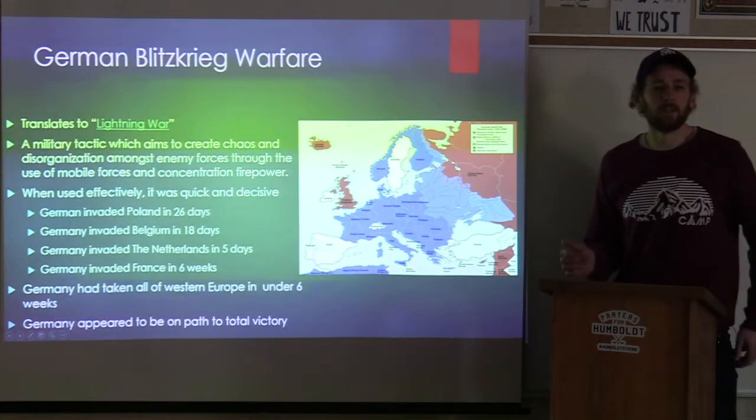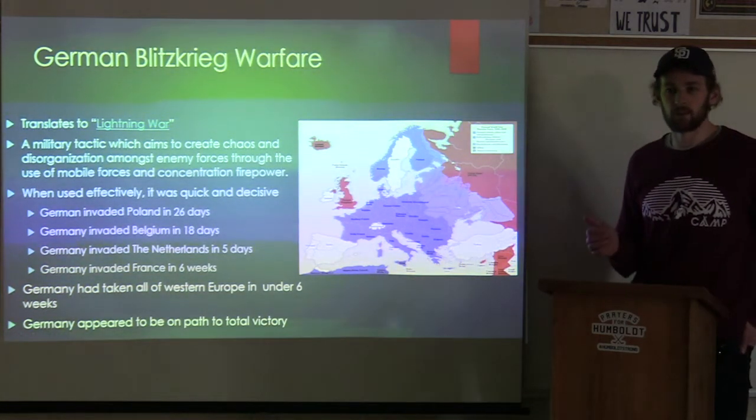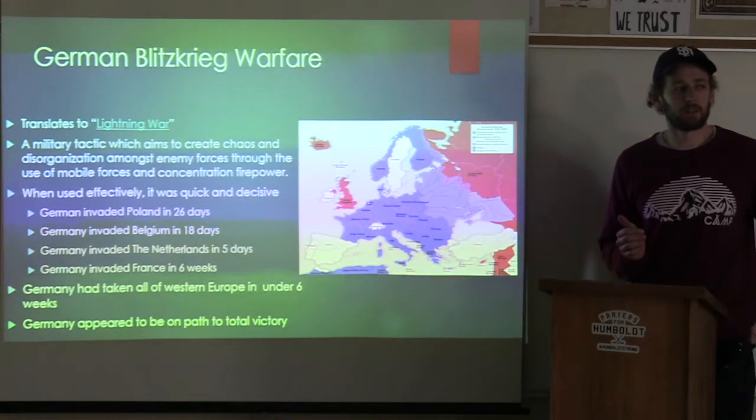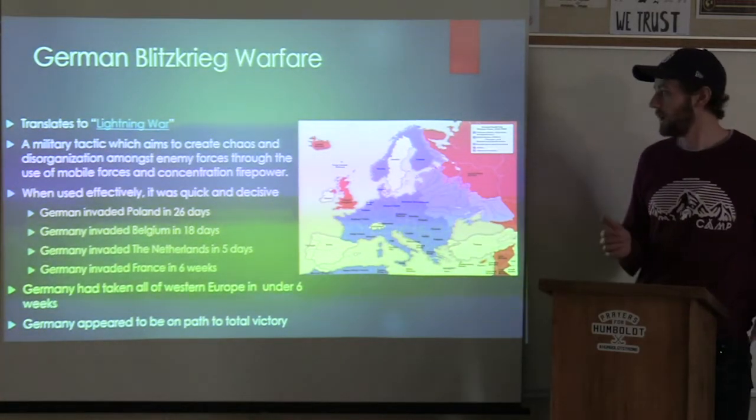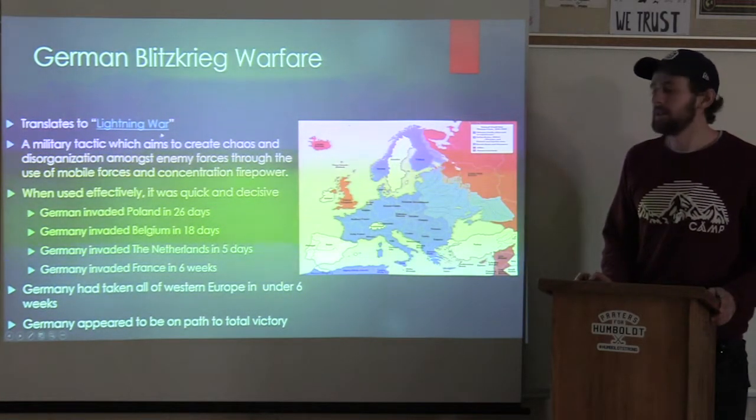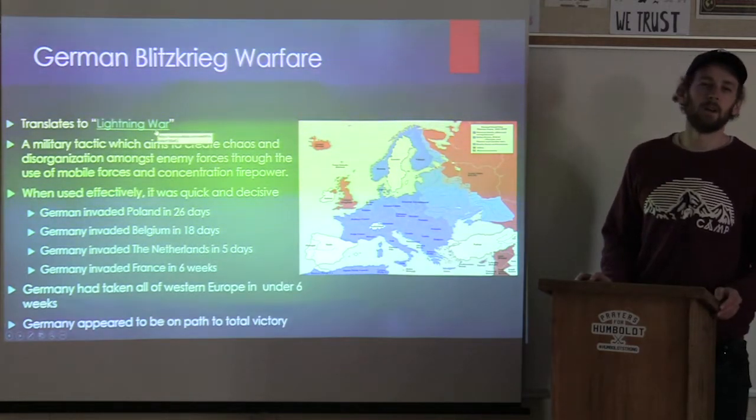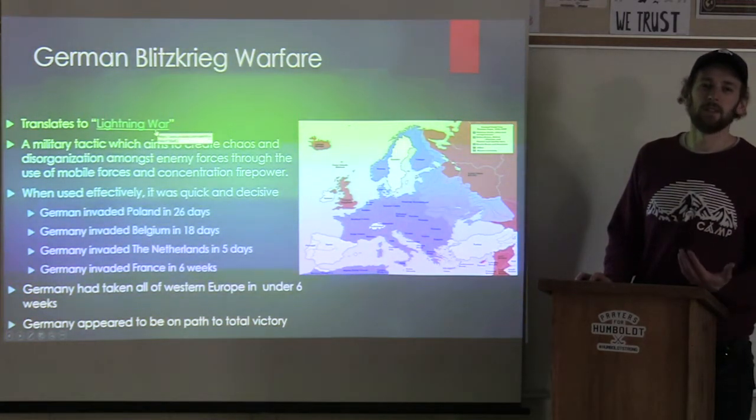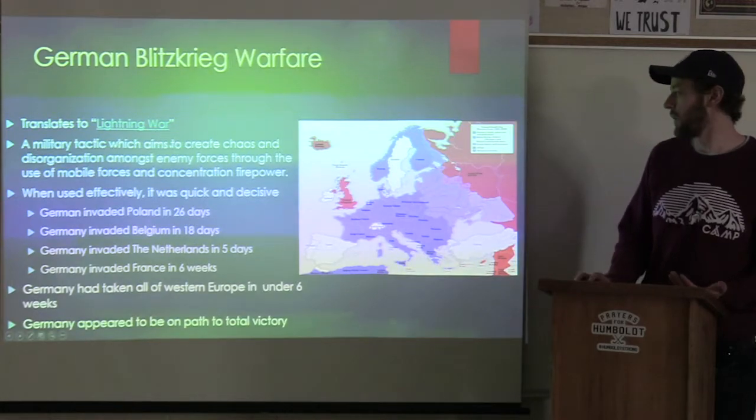So how does Germany do this? Germany is very, very fast in World War II. It's because they've perfected this military strategy called blitzkrieg warfare. And what blitzkrieg warfare means is lightning war. And if you watch the video here, you'll see some examples of that. You'll see some animations, some demonstrations of how that works.